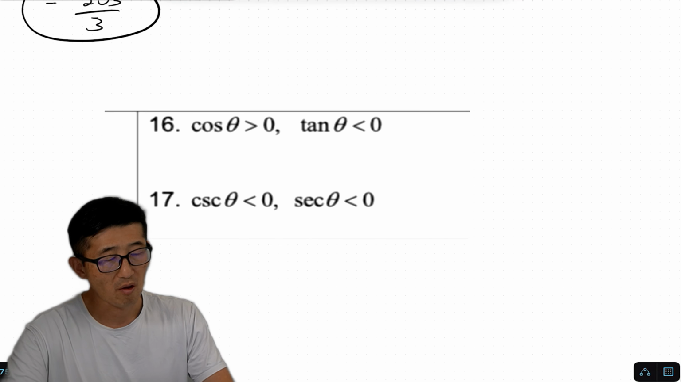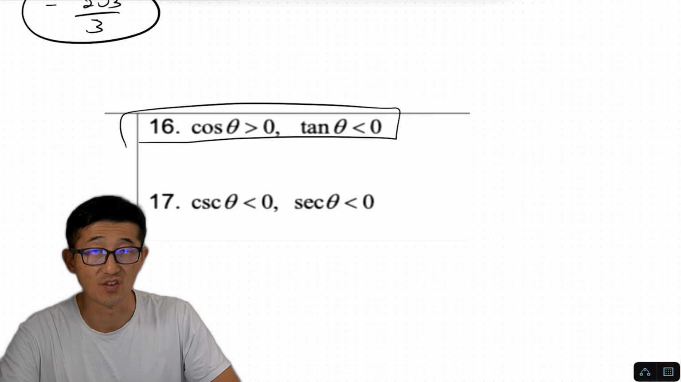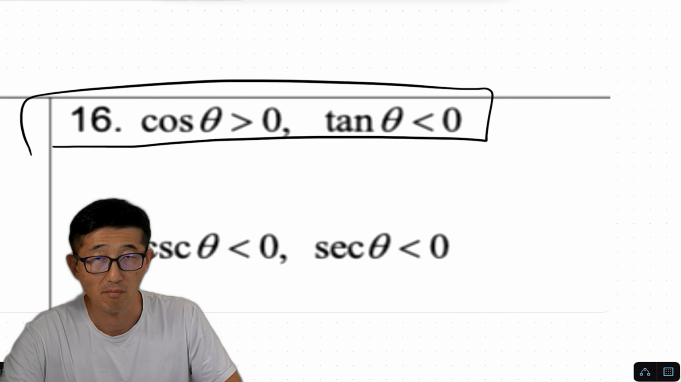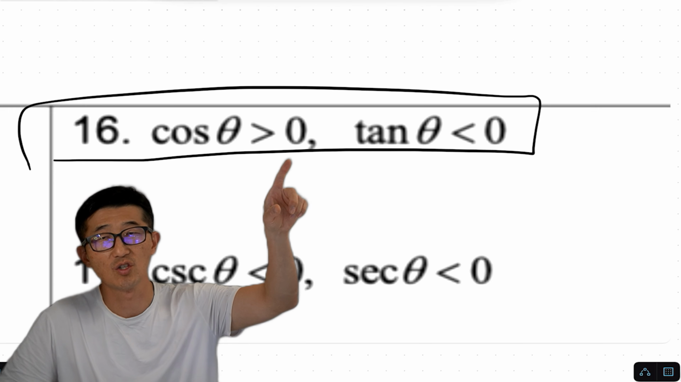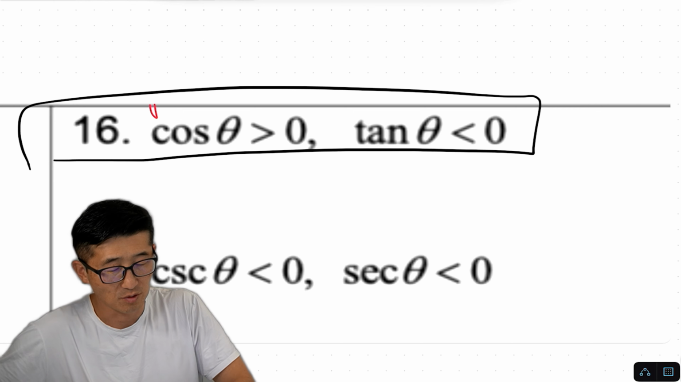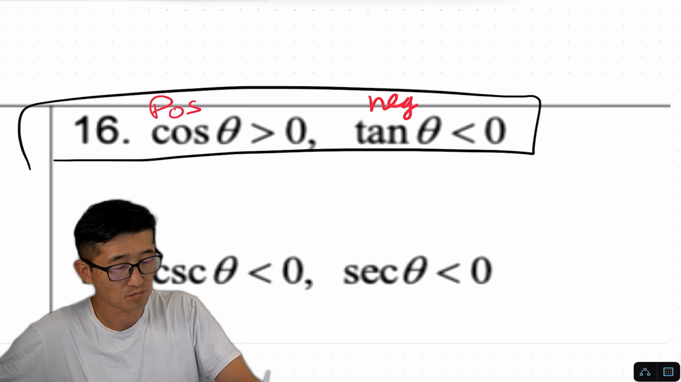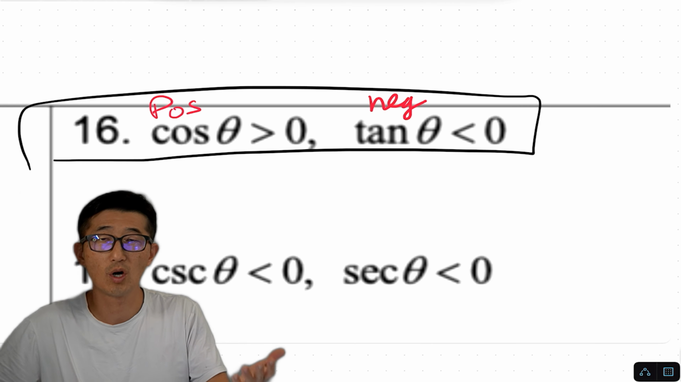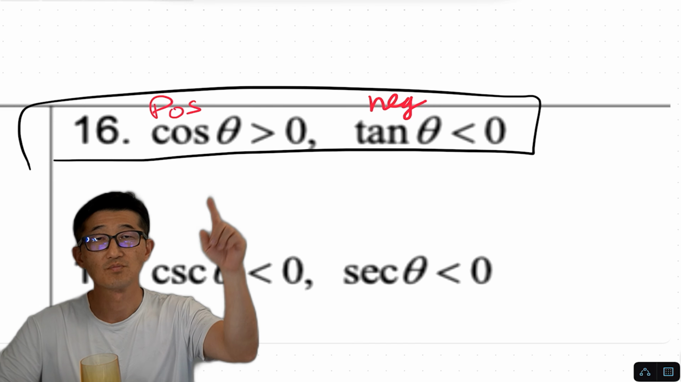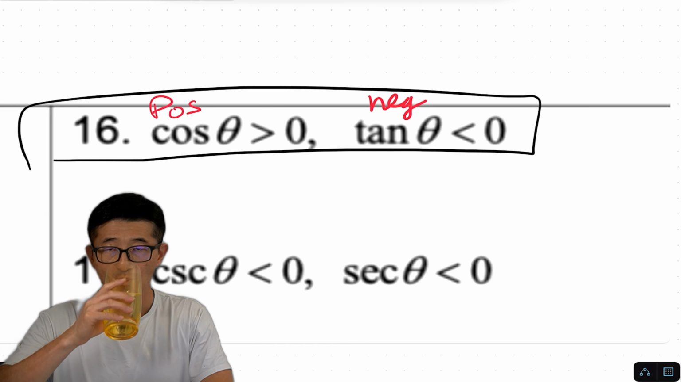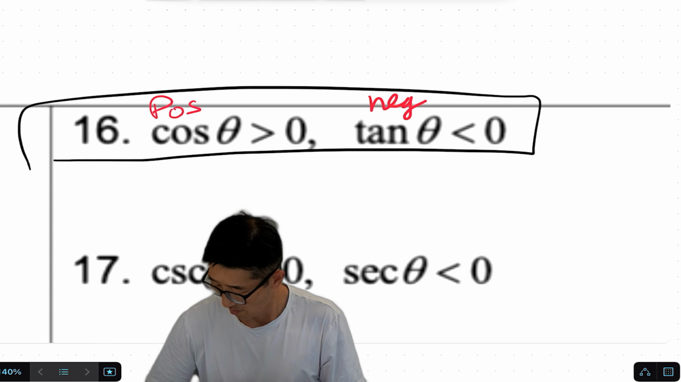Now here, number 16. The question is, if that's the value you're given, what quadrant are you in? If the cosine values are above 0, that just means it's positive. Tangent, if it's less than 0, that means tangents are what? Negative. Well, what quadrant are we in for that to happen? Well, 1? No, 2.